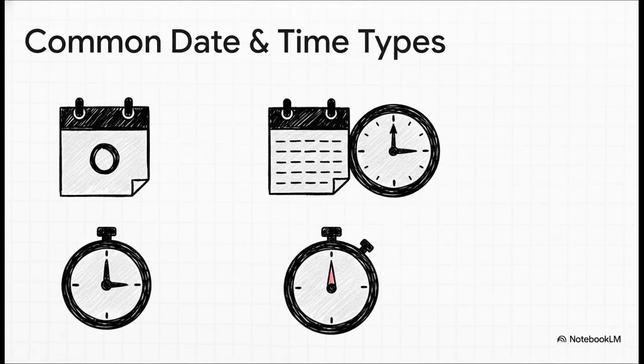And of course, there's a specific tool for every job. Date is perfect for storing just the date, like for a birthday. Time is great for just the time, maybe for store hours. Datetime combines both, which is awesome for scheduling a specific appointment. And timestamp is a favorite for logging. It records the exact moment something happened, like when a user logged into a website.